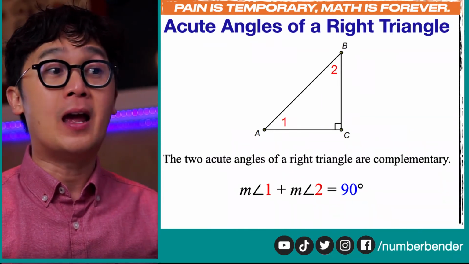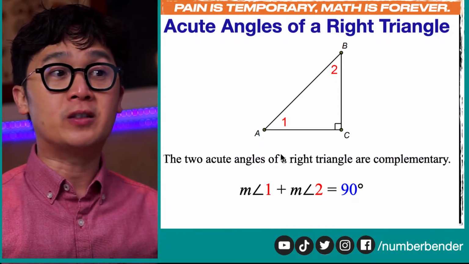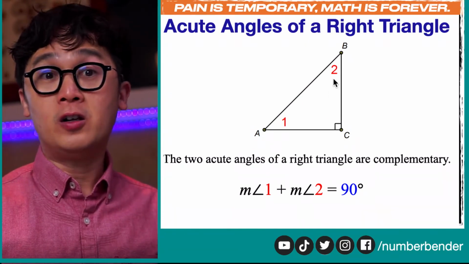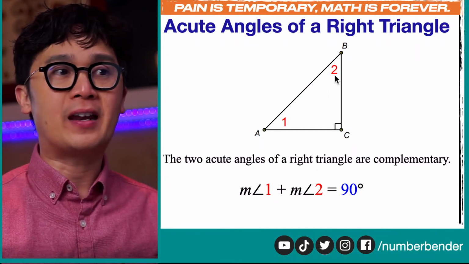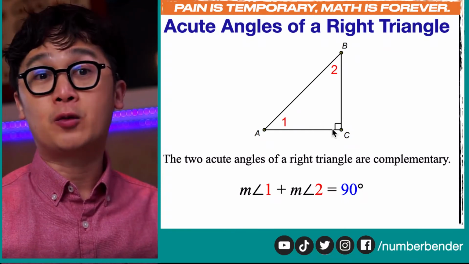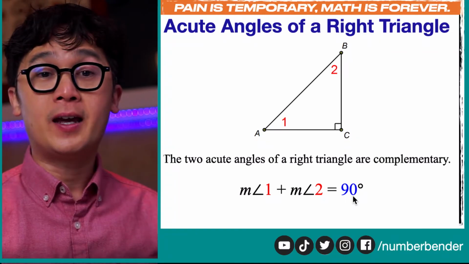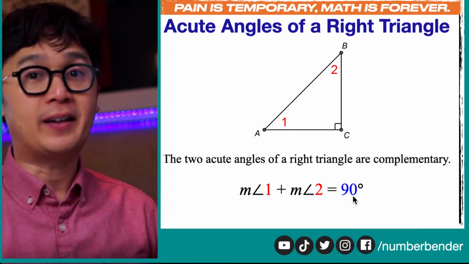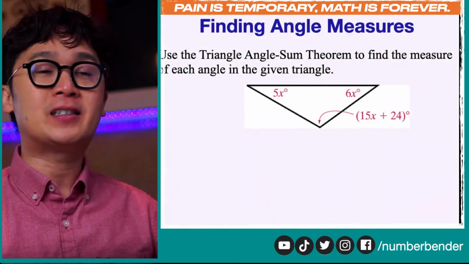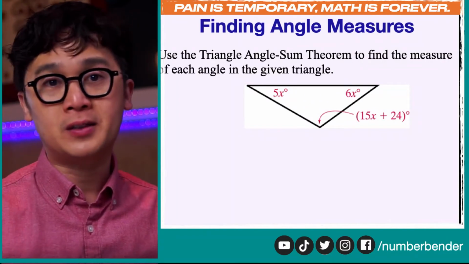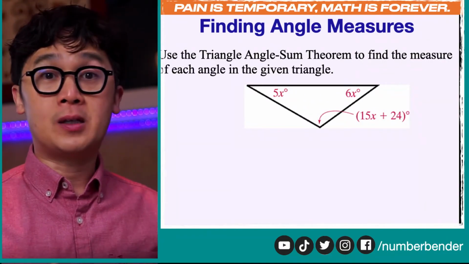So if we add angle 1 and angle 2, it's equal to 90 degrees, which also proves that if we add these three together, it will equal 180 degrees, because 90 degrees plus 90 degrees is equal to 180 degrees. So now let's use these theorems in answering problems similar to this one.